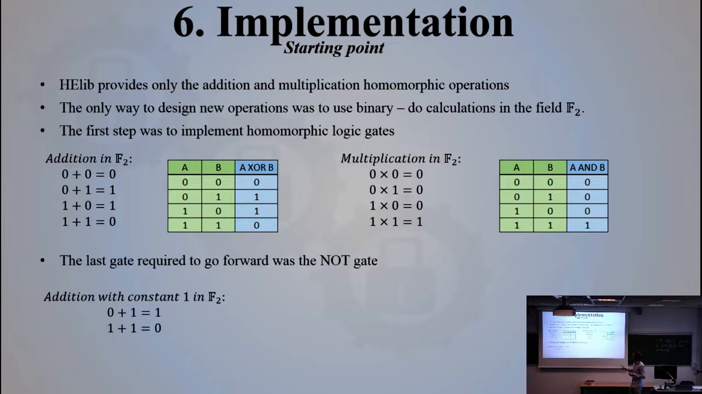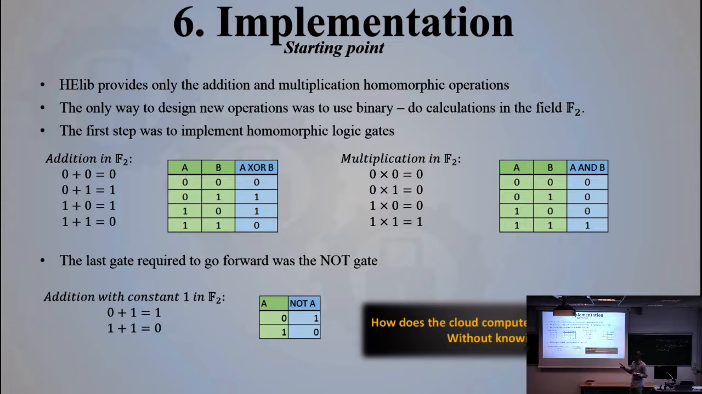Then I had a big issue with the NOT gate, because if you want to do anything like an OR gate or something, you will need to have a NOT gate. So the NOT gate is the addition with a constant 1, right, which seems easy. But the thing is, the computer shouldn't know what a 1 is, otherwise there's no point to use the homomorphic encryption. So, how does the cloud computer know what a 1 is without knowing it?